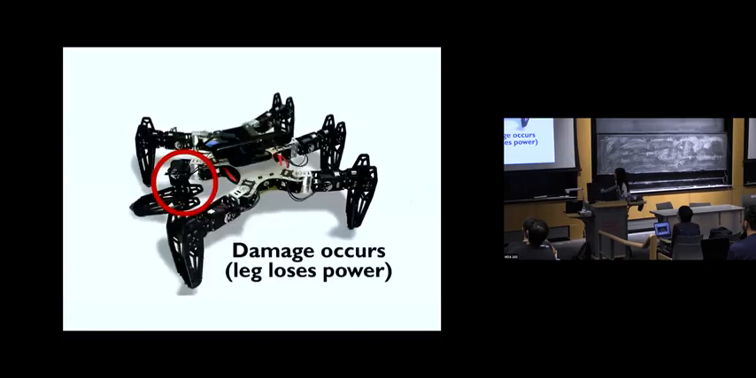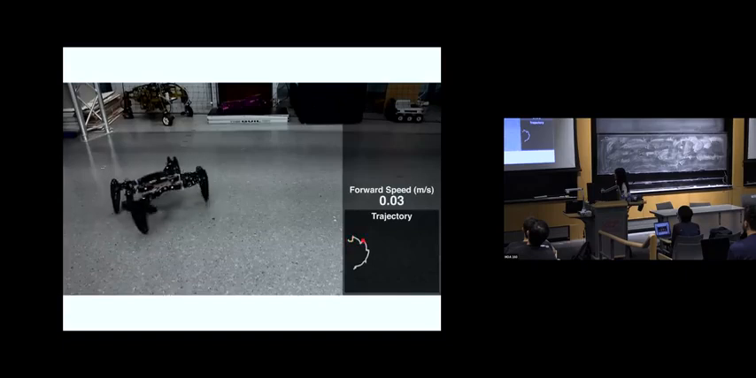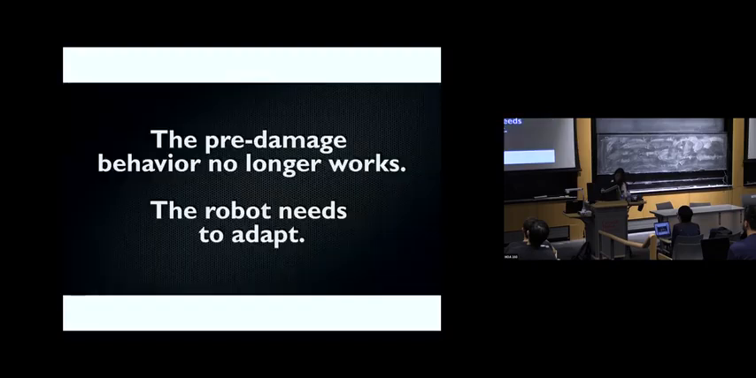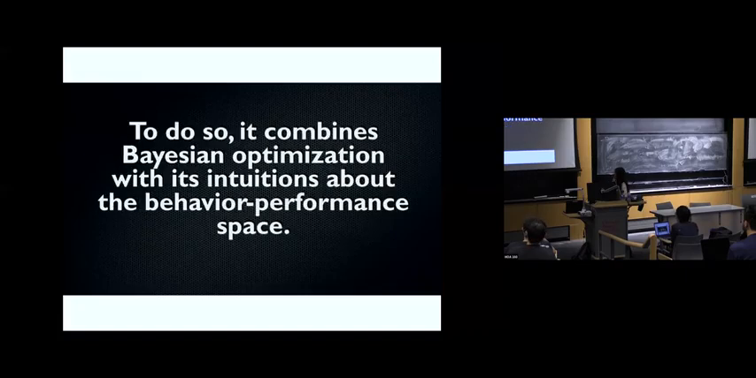The robot has now become damaged. Let's see if it can still walk. Unfortunately, this robot, like most robots, no longer works if damaged. Because the pre-damaged behavior no longer works, the robot needs to adapt. The robot conducts a handful of experiments to determine the behavior that still works despite the damage. To do so, it combines Bayesian optimization with its intuitions about behavior performance space provided by the map from the MapOmeets algorithm.